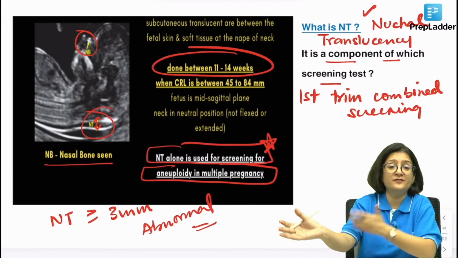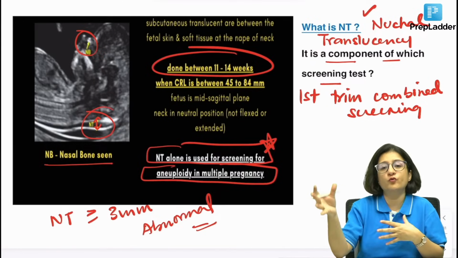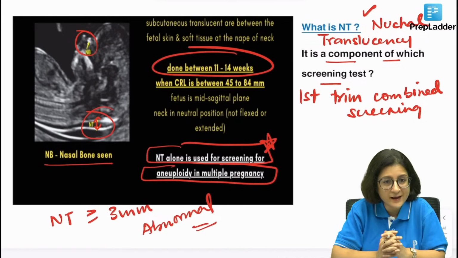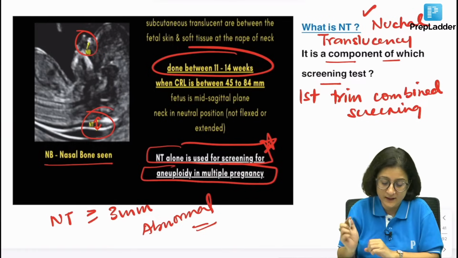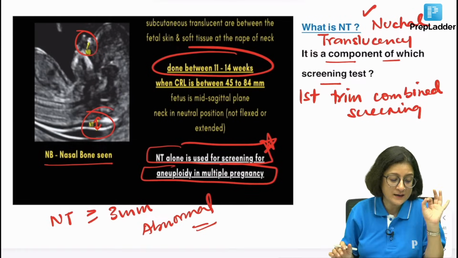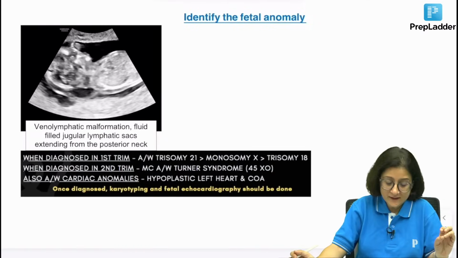We are measuring from the maternal blood sample the serum markers of all of these quadruple test and triple test and dual test and everything. Those markers are not very reliable, but each of the twin NT can be measured separately. So this will become more reliable for screening for aneuploidy in multiple pregnancy. Right? Next image, identify the fetal anomaly.